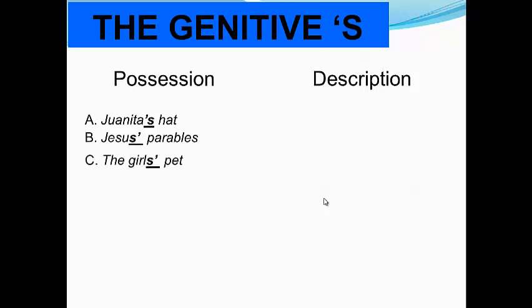Sometimes the possessed object is omitted if there is reference enough to understand the sentence. In some cases, the genitive does not denote possession. It is rather used to describe an object.